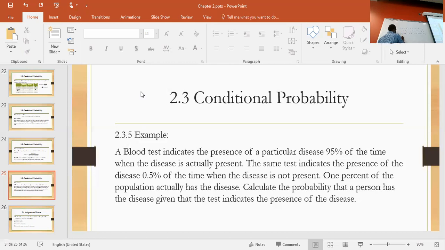Then, for any event A, the probability of B_i given A is equal to the probability of A intersection B_i divided by the probability of A, which is actually probability of A intersection B_i divided by the sum of the probability of A intersection B_j.